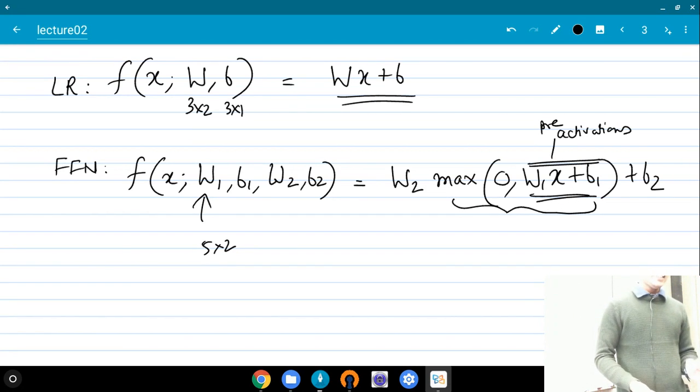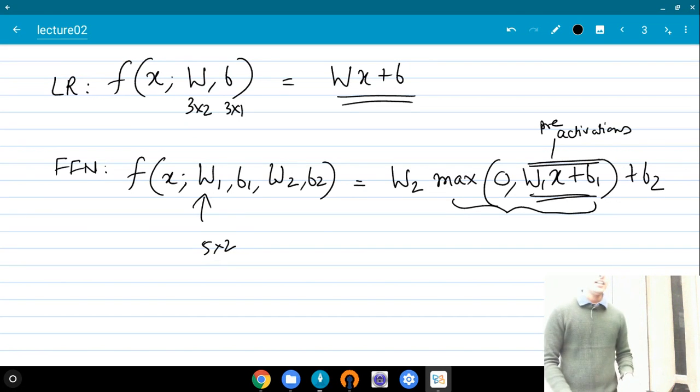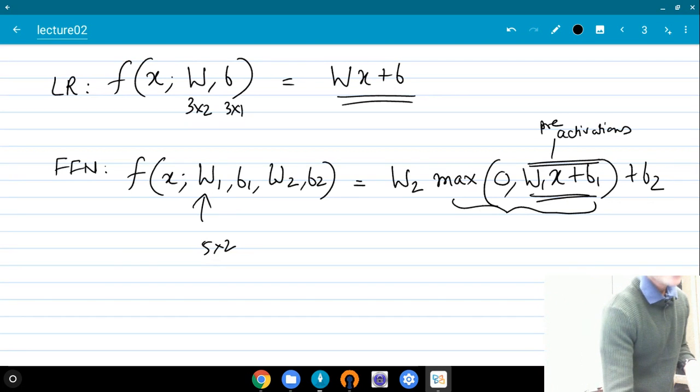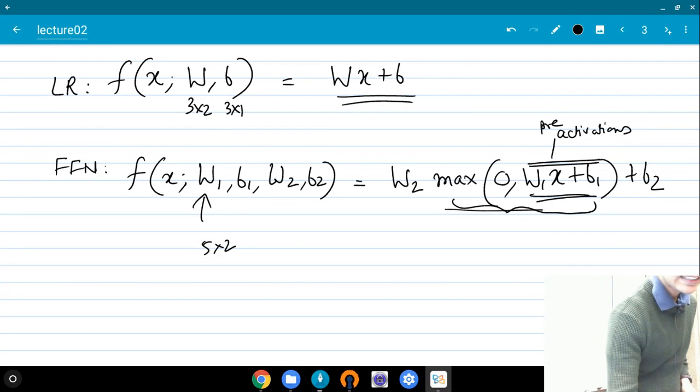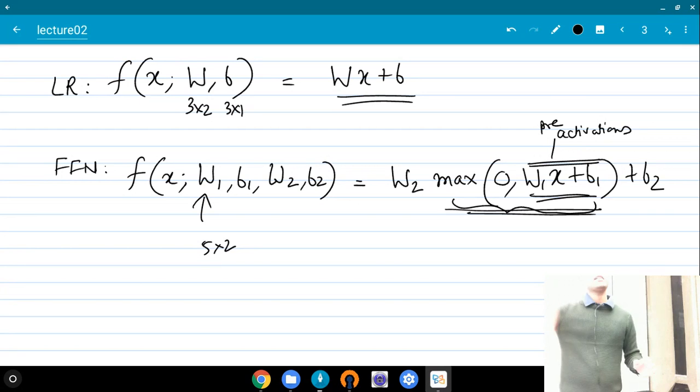A 5-dimensional vector. If I compute W1 times X plus B1, I will get a vector which is 5-dimensional, essentially 5 numbers, and I'm going to apply a max of 0 on those 5 numbers, which is an element-wise operation. So I'm going to do a max of the first number and 0, and if it's negative, I'm just going to pick the 0. And max of the second number and 0. If it is positive, I'll just retain the number. That's just a way of writing it: if the second argument is a vector, just do an element-wise operation. Max of 0 and that.